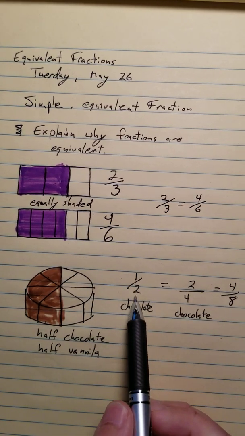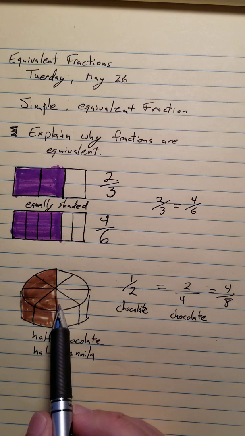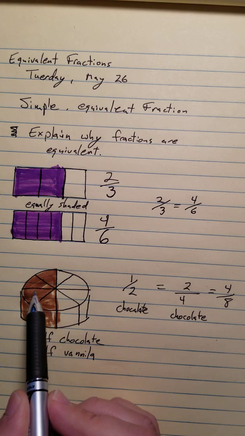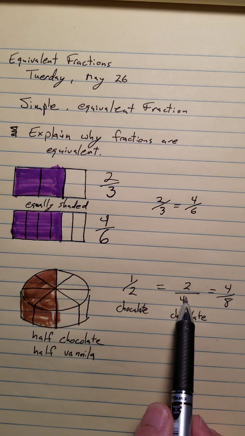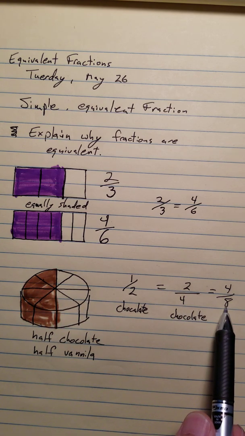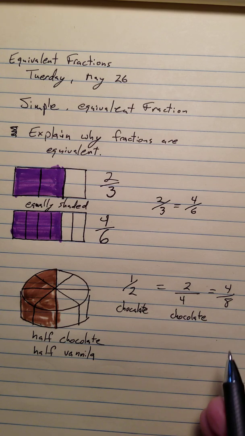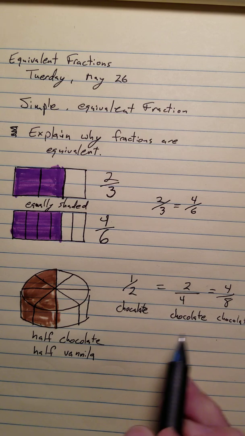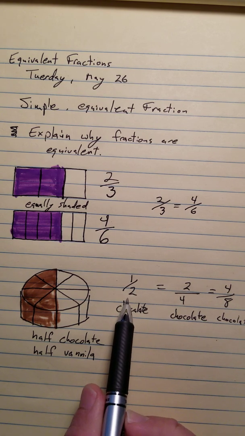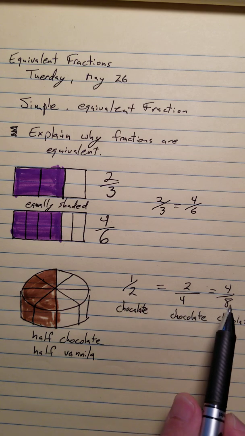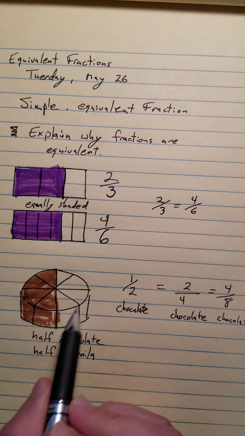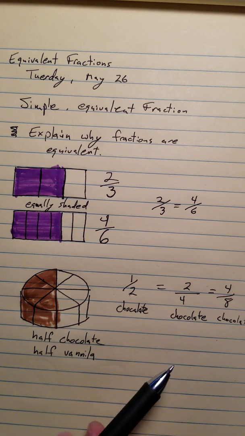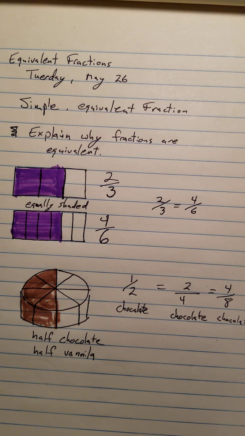So 1/2, because half is chocolate. 2/4, because when I cut it into fours, 2 of those were chocolate. Now I've got it cut into eighths, so 4/8 is chocolate. So these fractions are the same because they describe the same amount of area. So 1/2, 2/4, and 4/8. Now this only works when we're talking about the same size pieces in the same size object.